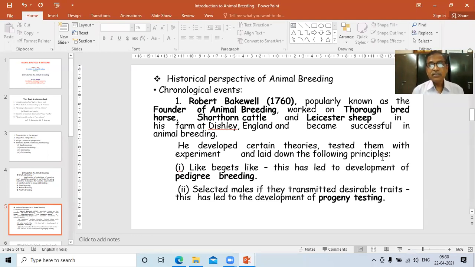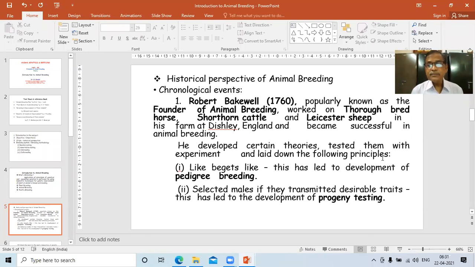Why is he remembered? Because of his novel work. He started without any knowledge of the principles of genetics or the principles of breeding. The principles of genetics were established with the rediscovery of Mendel's laws of inheritance by three scientists in 1900: Hugo de Vries, Carl Correns, and Erich von Tschermak. But far more than 140 years before, Robert Bakewell had established the breeding system.